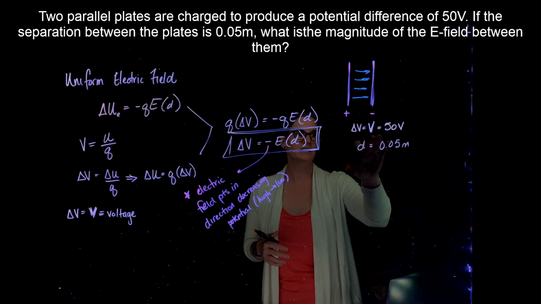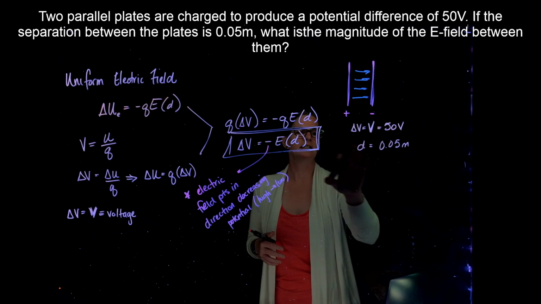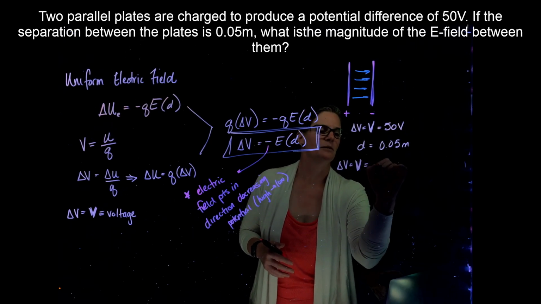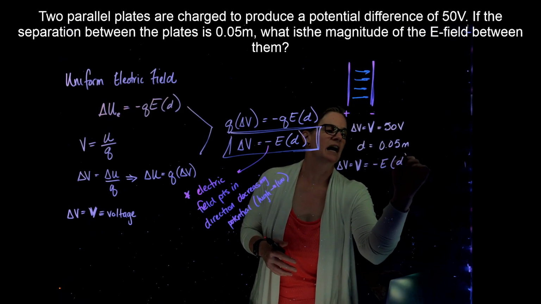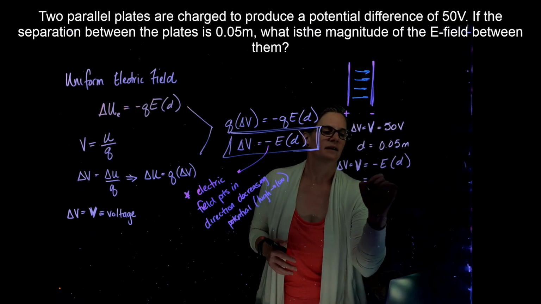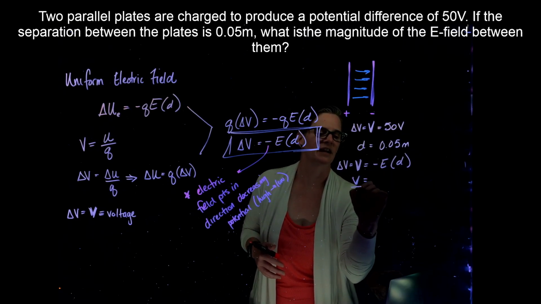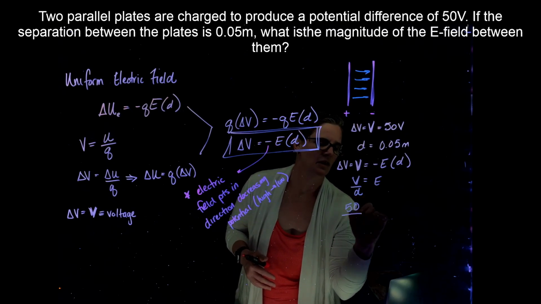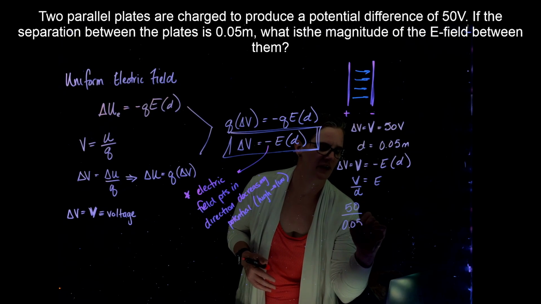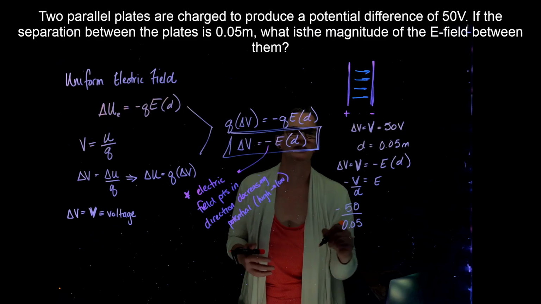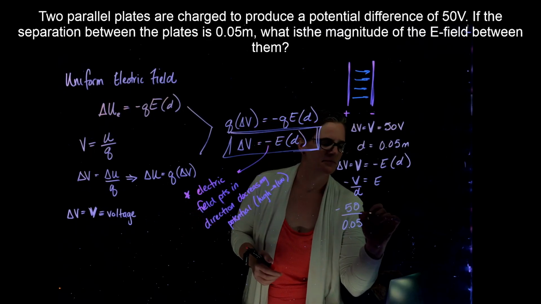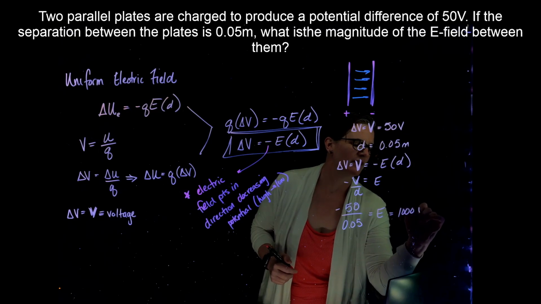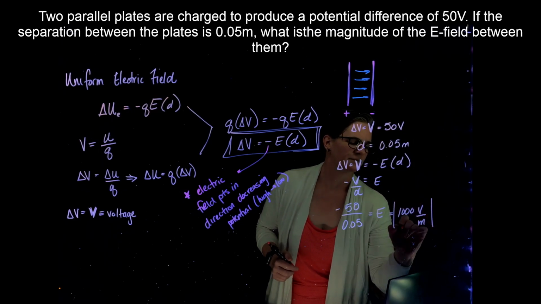We have our voltage of 50 volts, our potential difference. Our d is 0.05. So we know that delta V, or our big V, is equal to minus the electric field times d. If I solve for the electric field, I get V divided by d is equal to the electric field. So I have 50 volts over my distance of 0.05. It is negative, which again is our direction. This is what that tells us. And that equals the electric field of 1,000 volts per meter in magnitude.